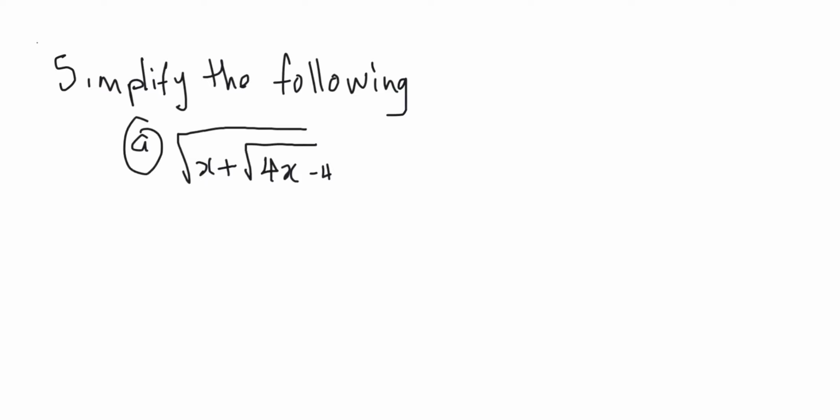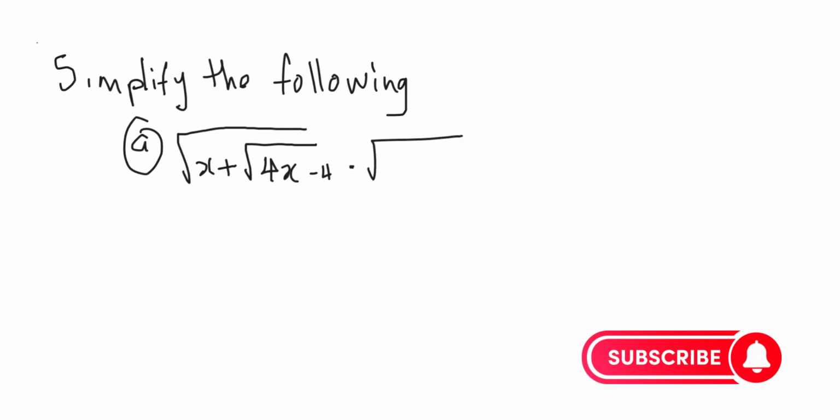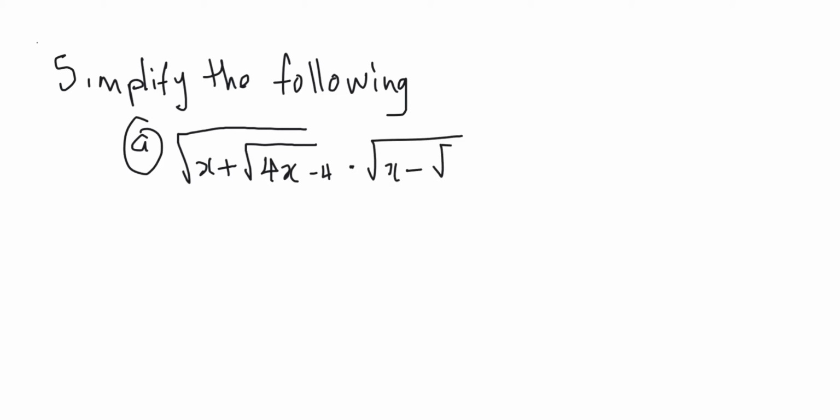multiplied by the root of the same thing, however in this case it's x minus root 4x subtract 4. So this is what you are given. Now what is it that we are going to do here in solving this?